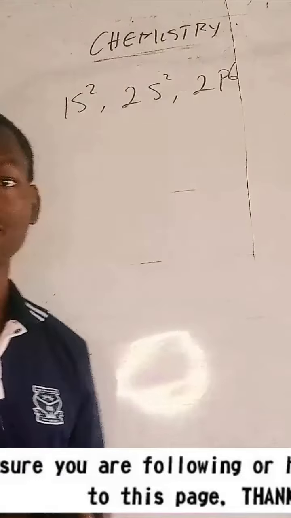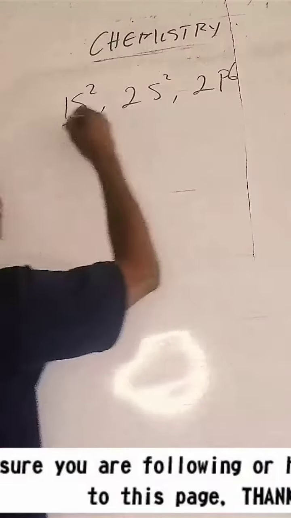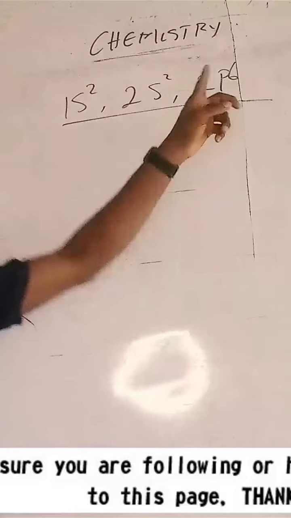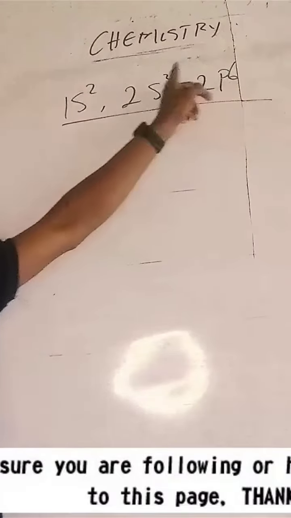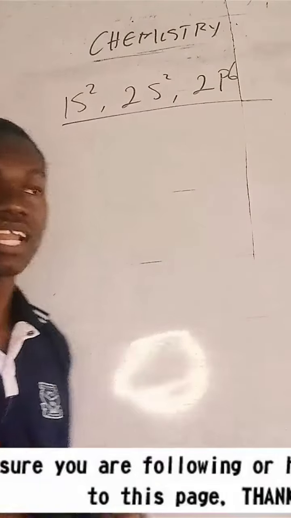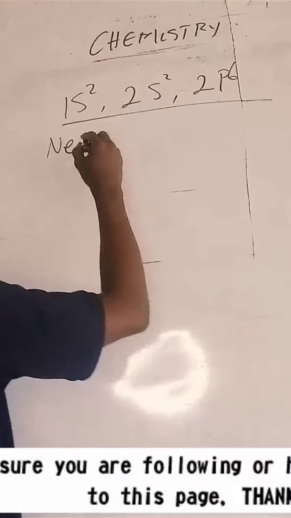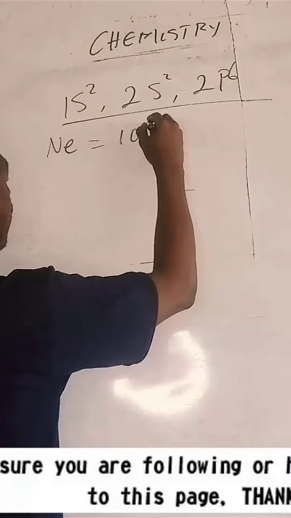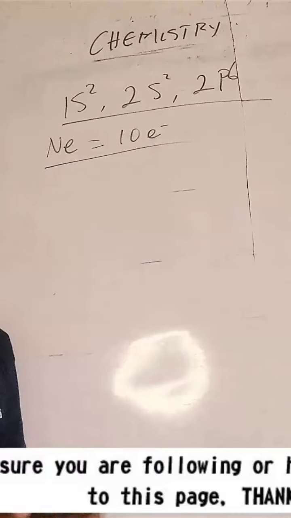First of all, we have to identify the element that it is. Now, how do we identify the element? By the electrons that are here. So these are 6, 7, 8, 9, 10, and we know the element that has 10 electrons is neon. Neon is 10 electrons.